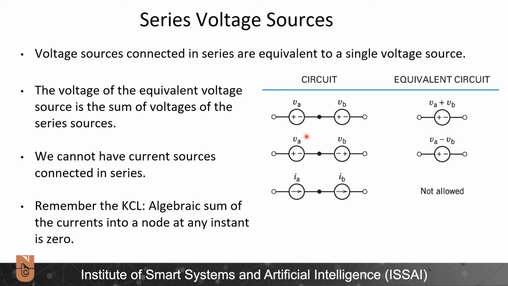In the second case, we have VA with the positive minus polarity and VB with the opposite minus positive polarity, and the resulting equivalent circuit is VA minus VB as a single voltage source. However, we cannot do the same thing with the current sources, because we just need to write Kirchhoff's current law, and in this case, IA should be equal to IB, and therefore two different independent sources cannot be connected in series.